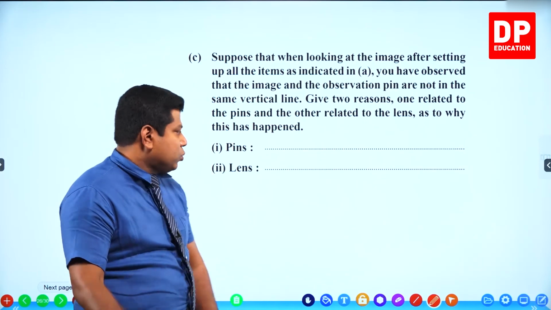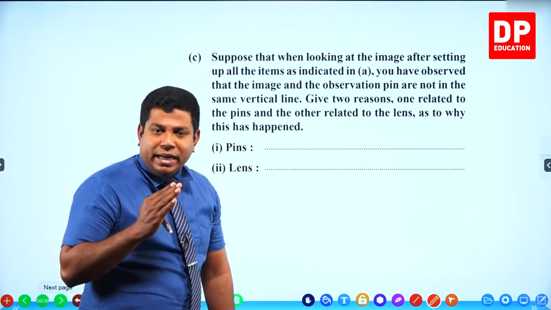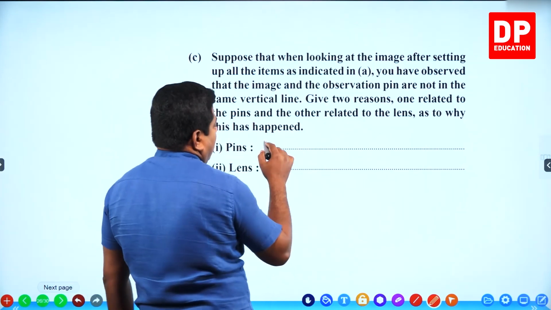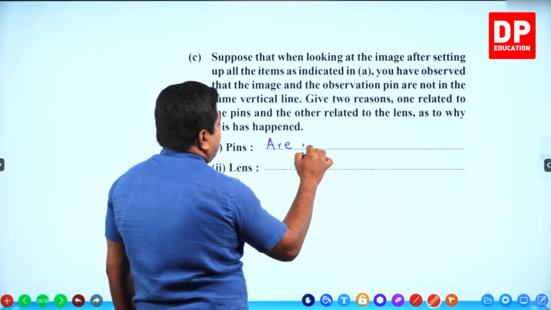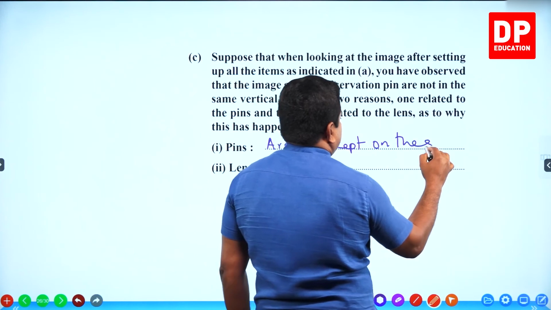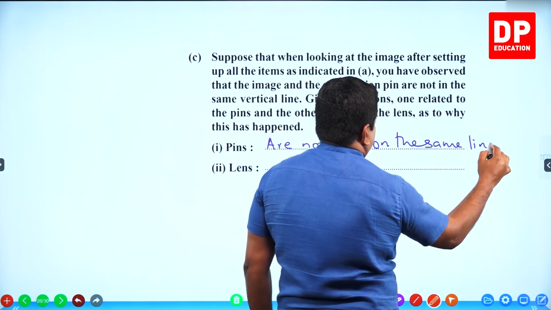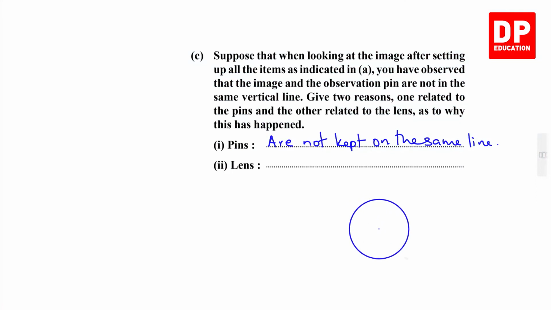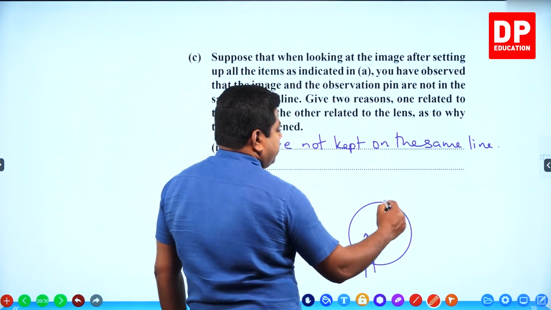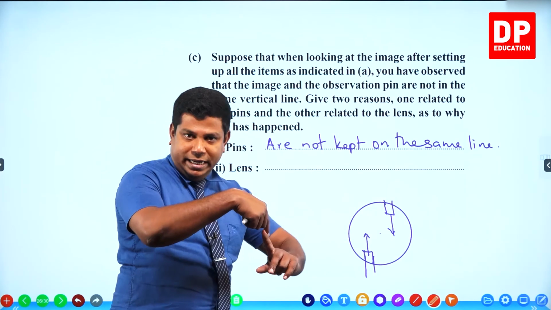I told you there are two reasons. One, pins are not kept on the same line. Two, lens is not perpendicular to the line. Let's say pins are not kept on the same line. Hope you understand what he is talking about. Right? If this is the field of view, sometimes you will see your locating pin like this and the image of the object pin like this.